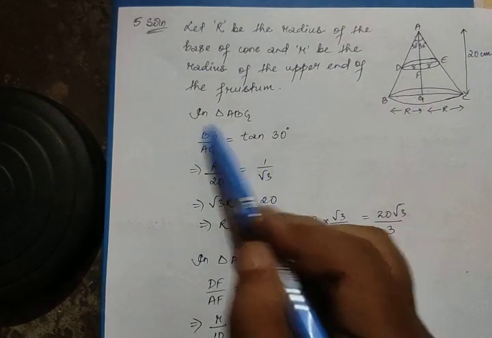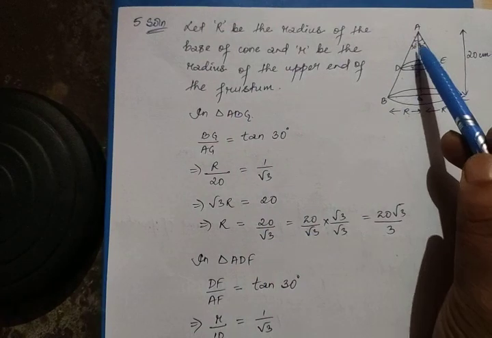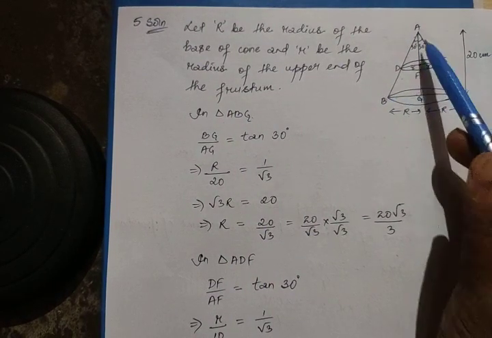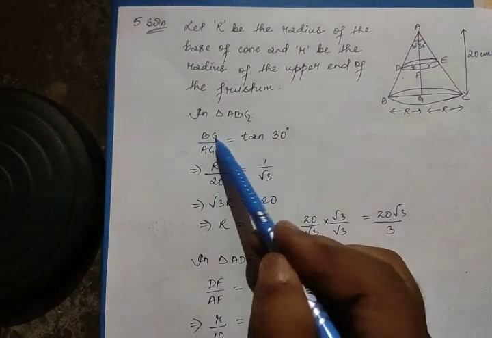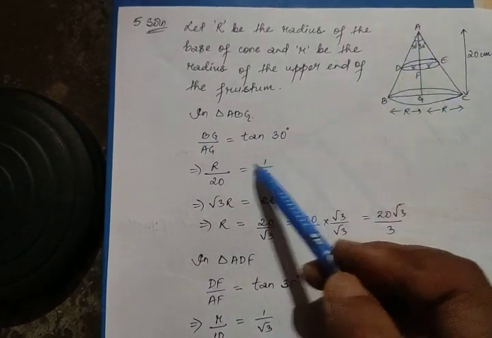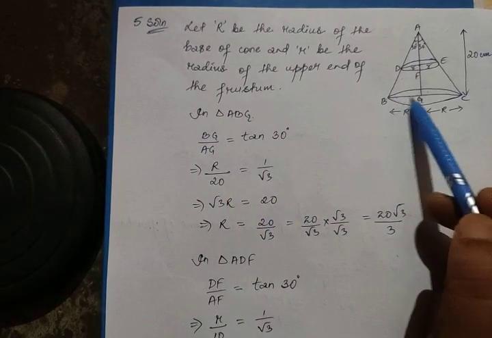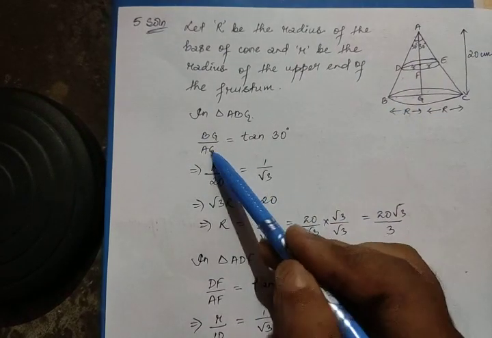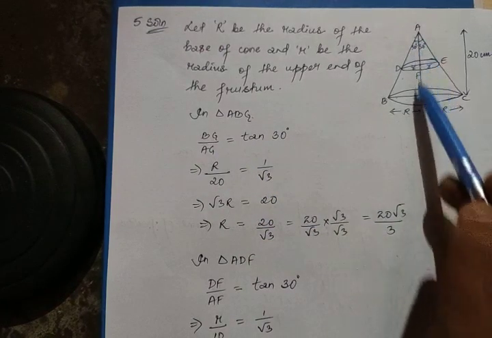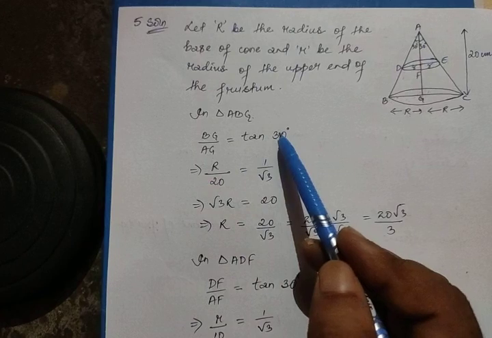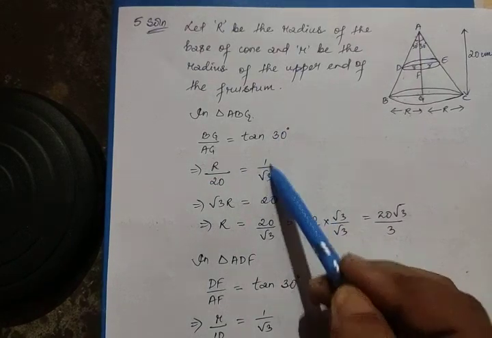So here I have written, in triangle ABG, the perpendicular BG by the base AG, that is tan, and the angle is 30 degree. BG I have considered as R, the radius, so in place of BG you can write R, and AG is the whole height, 20 centimeter. So you can write R by 20 equal to tan 30. Tan 30 is how much? 1 by root 3, the value of tan 30.